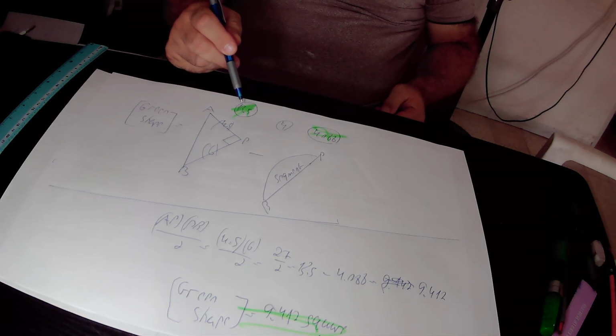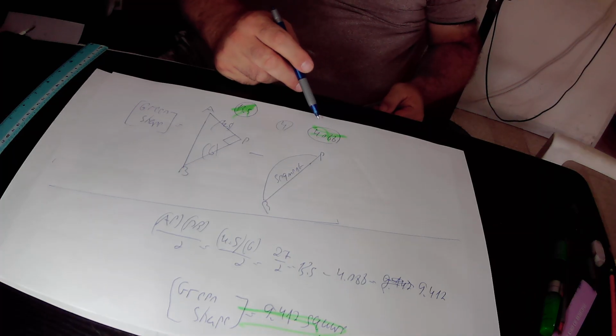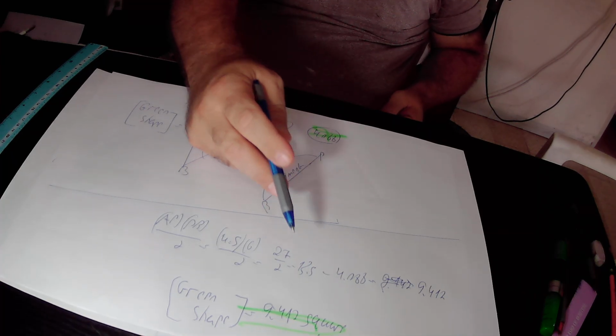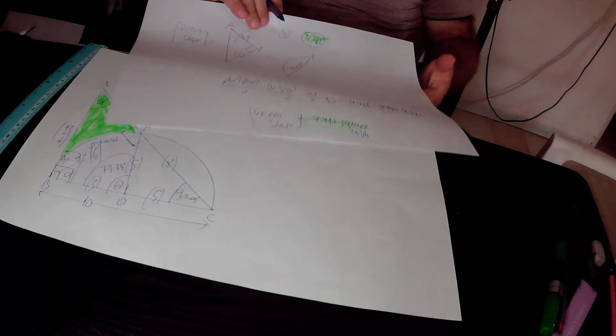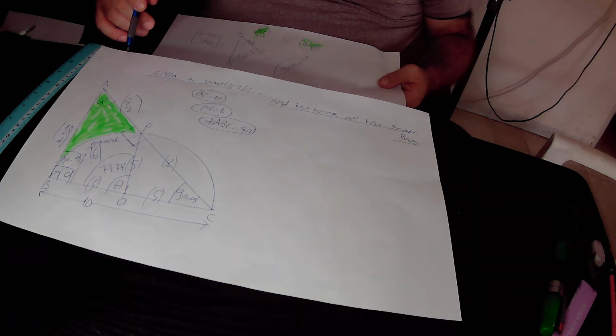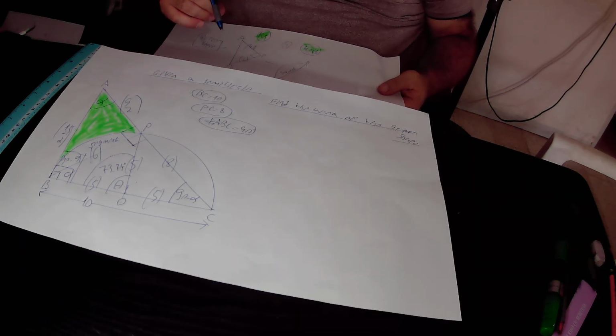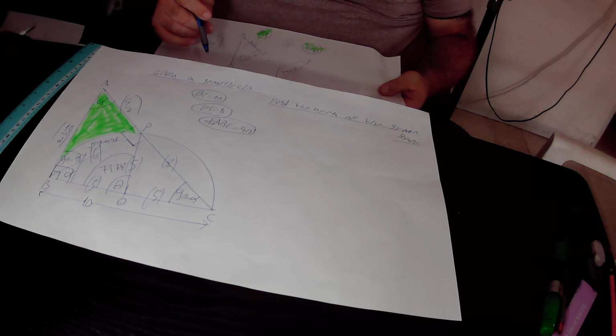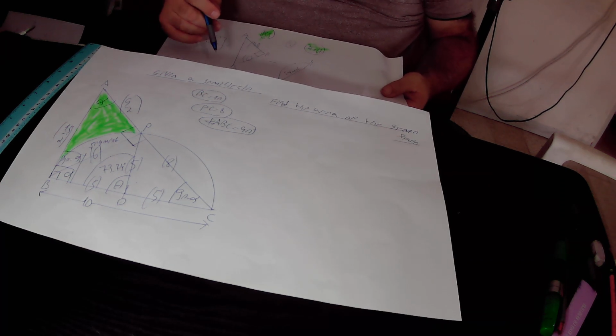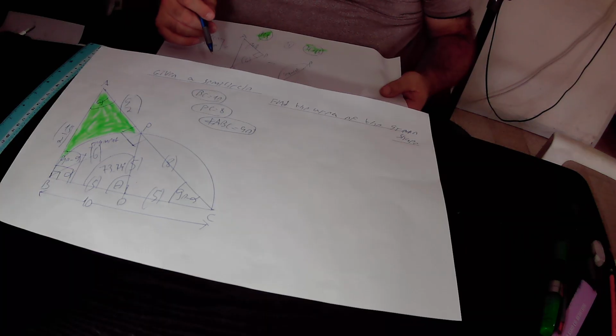So 13.5 minus 4.088 is 9.412. So we found out that the area of this green shape is equal to 9.412 square units in its size. So we finished with the first question. In the next step I presented to you the second question, and we solved the second question in two different methods.